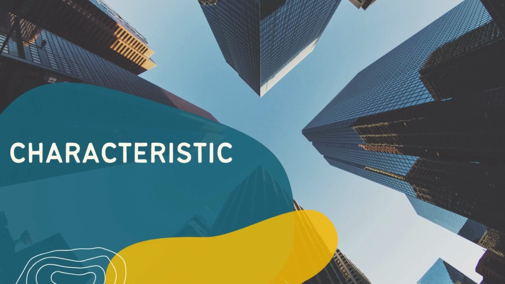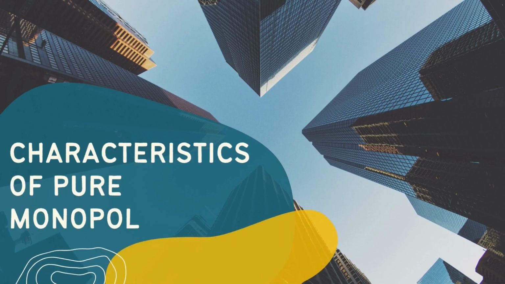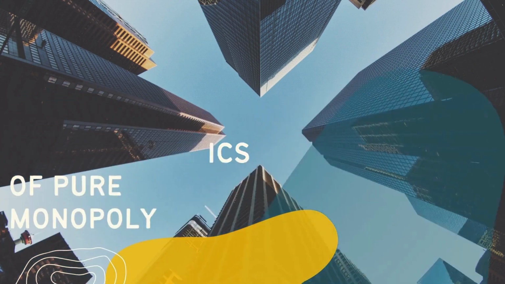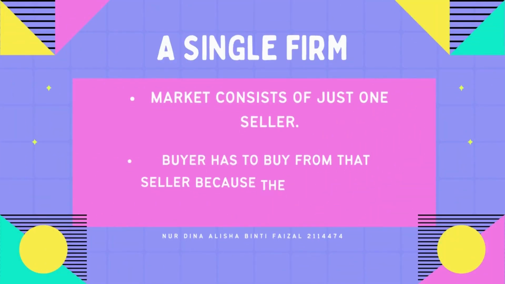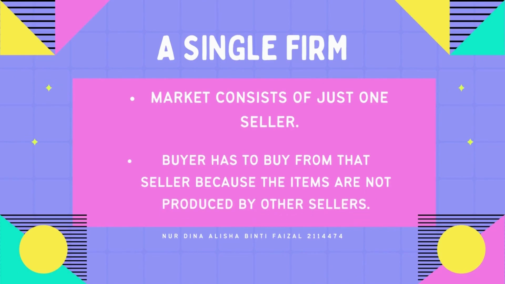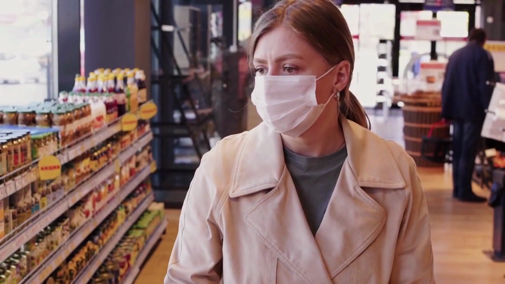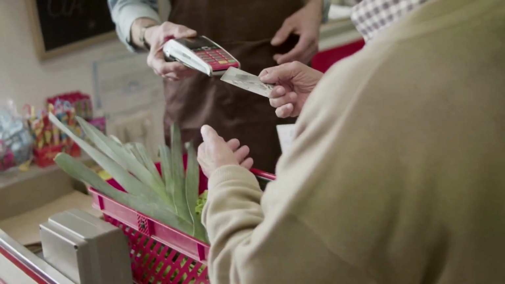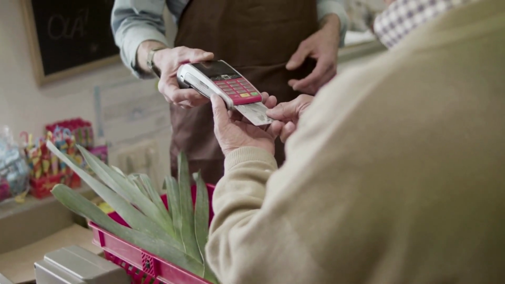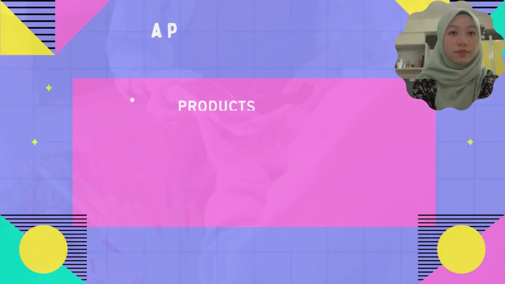Let's look at 4 characteristics of a monopoly. First, as we already know, monopoly works as a single firm, which means the market consists of just one seller. A buyer has to buy from that seller only because the items are not produced by any other seller.